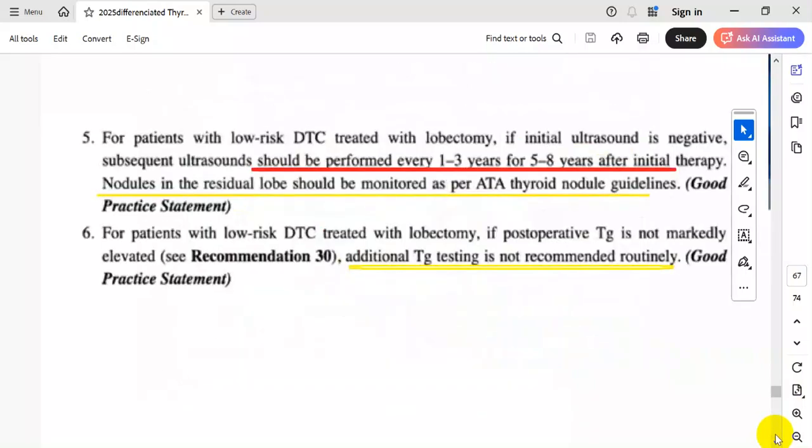For patients with low risk DTC treated with lobectomy, if initial ultrasound is negative, subsequent ultrasound should be performed every 1-3 years for 5-8 years after initial therapy. Nodules in the residual lobe should be monitored as per thyroid nodule guidelines. For patients with low risk DTC treated with lobectomy, if postoperative thyroglobulin is not markedly elevated, additional thyroglobulin testing is not recommended routinely.